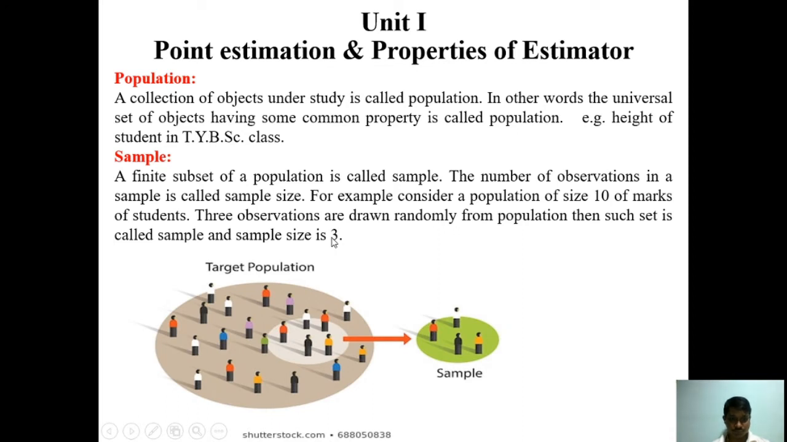Next definition, we can see in this picture, this is the population, the target population, and we obtain the sample from this population. Then this is a population and sample is a subset of population. Okay, let's see the next definition.